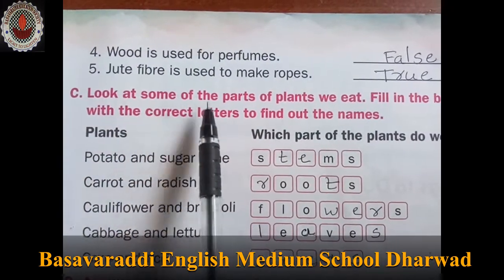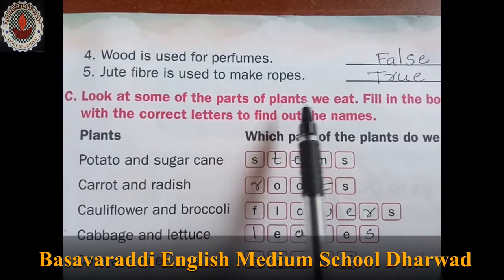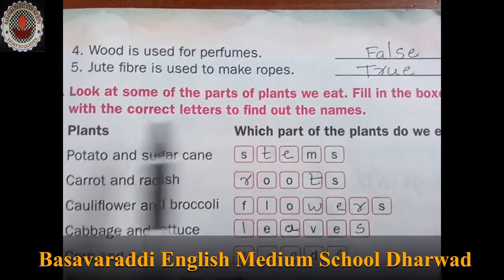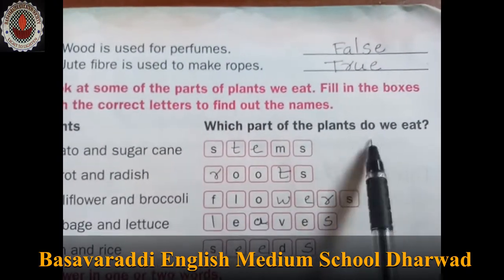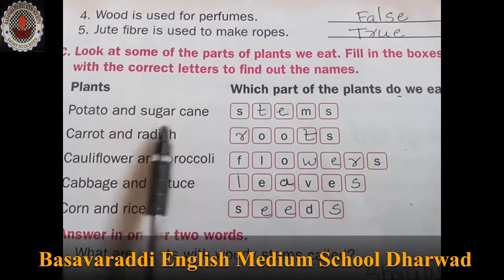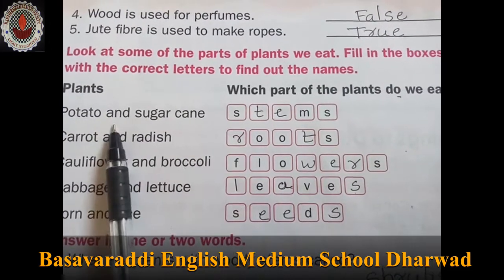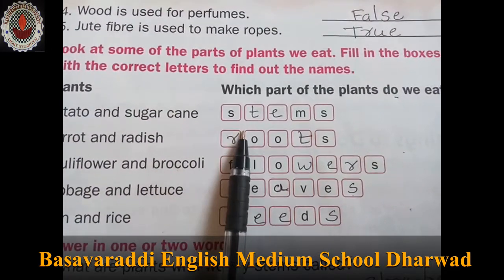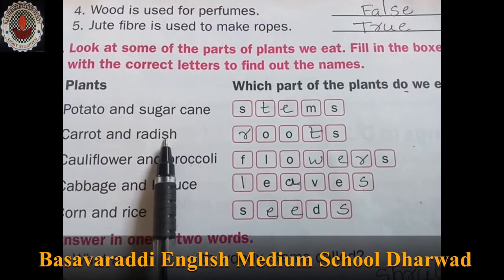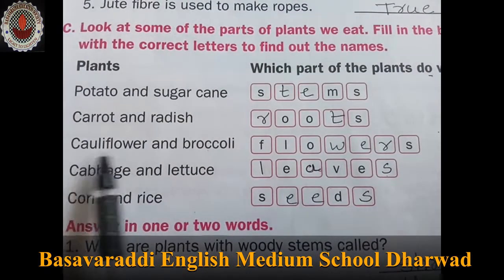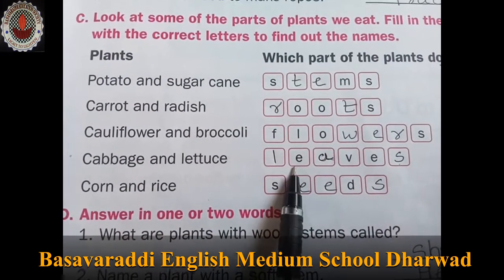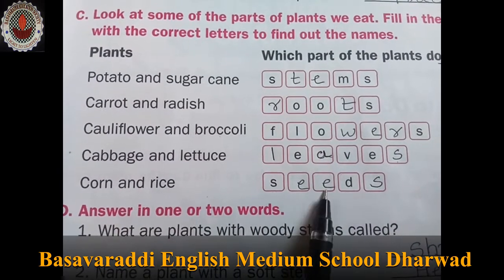Look at some plants and the parts of the plant we eat. Fill in the blanks with the correct letters to find out the names. Plants and which part of the plant do we eat? Potato and sugar cane are stems. Carrot and radish are roots. Cauliflower and broccoli are flowers. Cabbage and lettuce are leaves. Corn and rice are seeds.